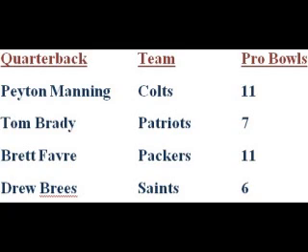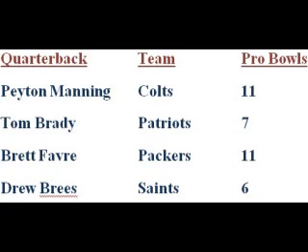Essentially, quarterback is a column, team is a column, and Pro Bowls is a column. And again, going back to this idea that a row is a unique entry, think of it this way: Peyton Manning, Colts, 11. That would be a row. It'd be Peyton Manning and the information you have about Peyton Manning. Colts, 11, played for the Colts, and has been to 11 Pro Bowls.